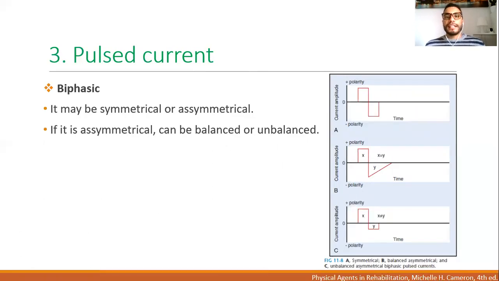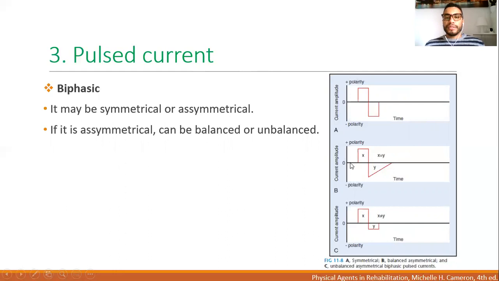Biphasic currents can be symmetrical or asymmetrical. So now we are talking about different waveforms. The first example here is an example of symmetrical current, symmetrical and biphasic.